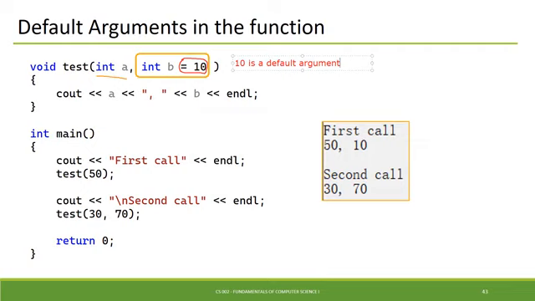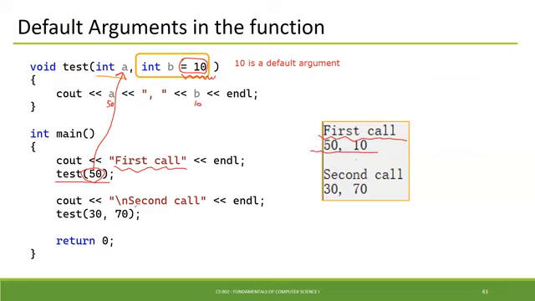So look at this one. In the main, I call test twice. After the first call, I call the test function, and here I provide only one argument, right? Then this argument 50 will be passed to A, and there is no second argument. Then the computer will take the default argument value as B. So A is 50 from the main, and B will be 10. So 50, 10 is printed out.